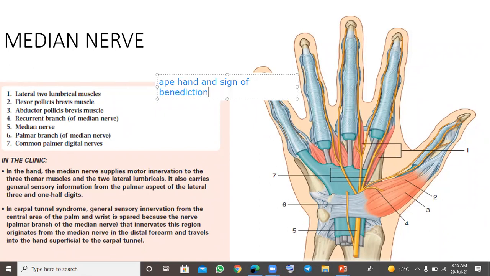So these two conditions occur when the median nerve has been damaged. We all know the median nerve is supplying the muscles of the thenar eminence. So if the median nerve has been damaged, then those muscles won't be innervated. And when a muscle is not innervated, it begins to shrink. Okay, so that becomes a problem. So basically, that's all about the median nerve.